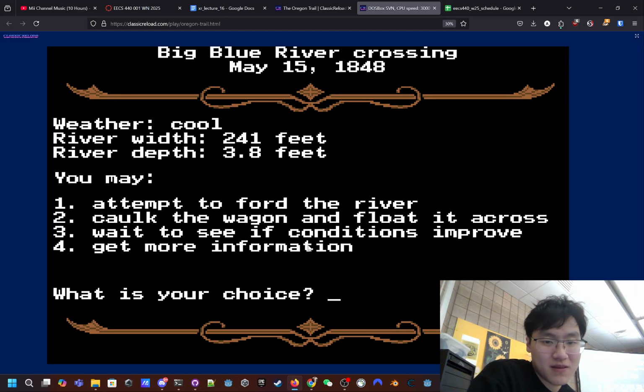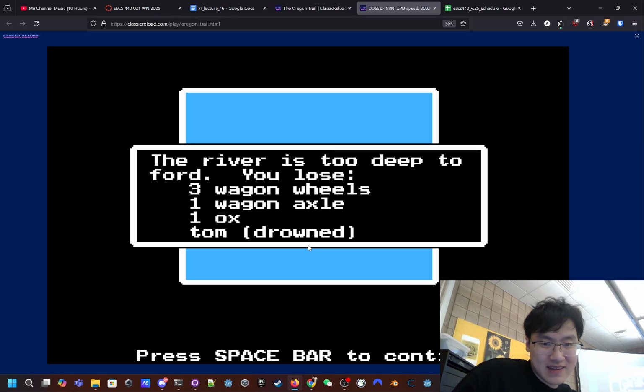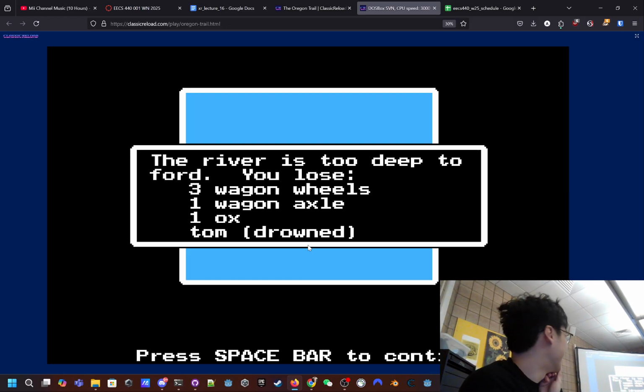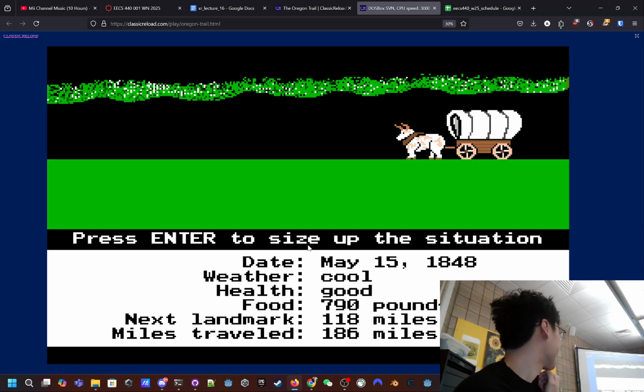3.8 feet depth. 3.8 feet is not that much, right? Should we just attempt to ford? Yeah? Okay. Oh, Tom, no. We'll lose 3 oxen, 1 ox. Oh wait, Tom drowned. Okay. Yeah, disaster. I guess we have more food now for each one of us. Your food will go down slower now. Yeah. Thank you for your sacrifice.